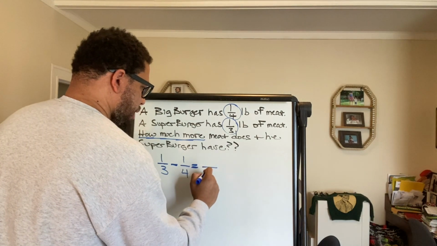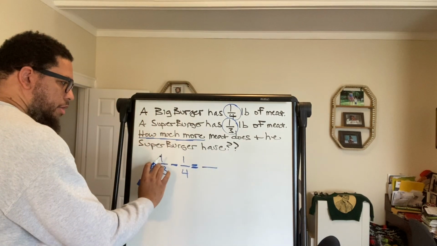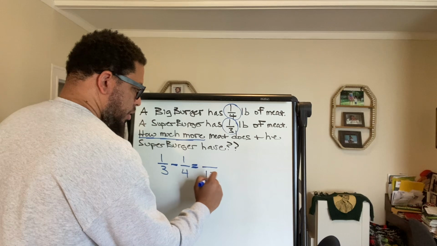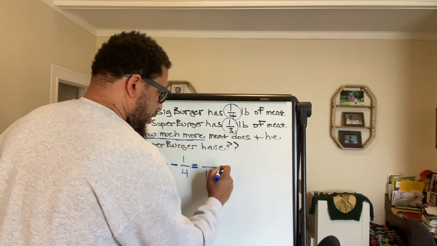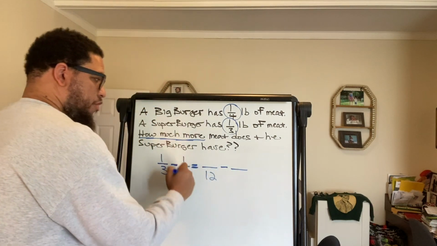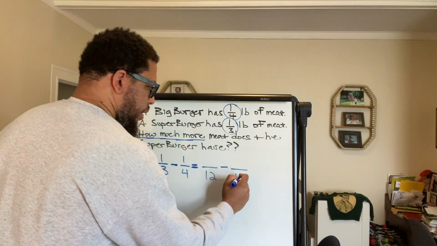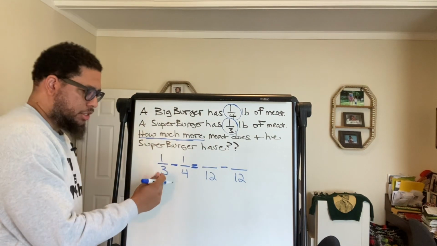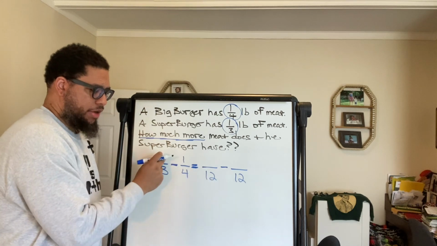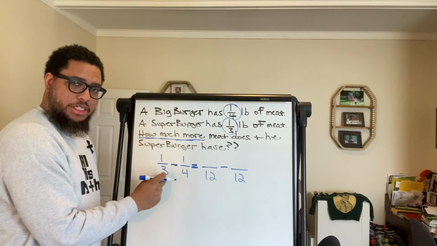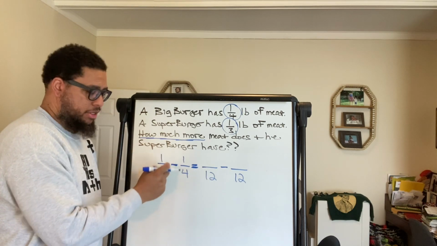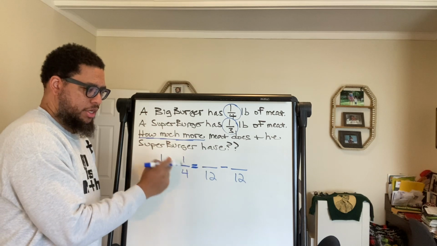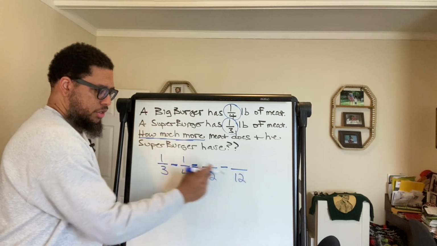So now we're going to write another fraction. We're going to rewrite 1/3 with a denominator of 12. And then we can do a minus sign. We're going to rewrite 1/4 with a denominator of 12. Now, because our denominator changed, our numerator got to change. If your denominator changes, your numerator got to change.